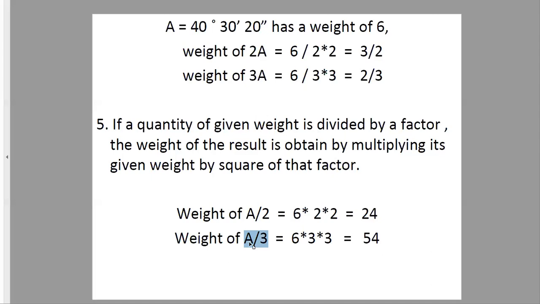They may ask you how the weight of a certain quantity changes when the measured quantity is reduced or multiplied. So this is the relation. If it is divided by a certain number, then the weight is calculated by multiplying by the square of that number. If it is multiplied with some number, the reverse, the weight will be calculated by dividing.